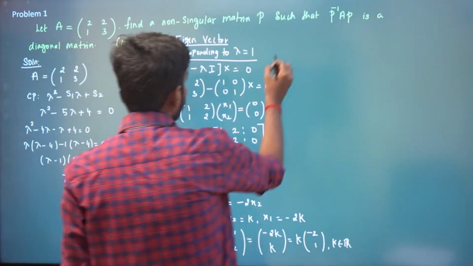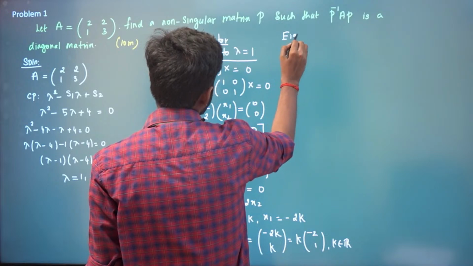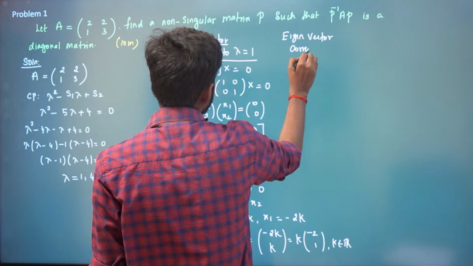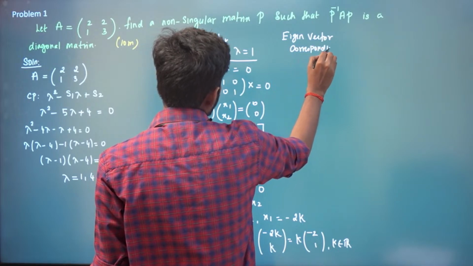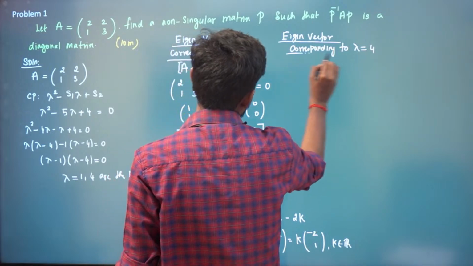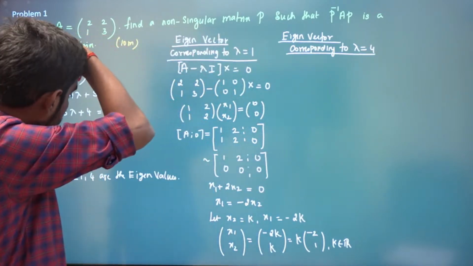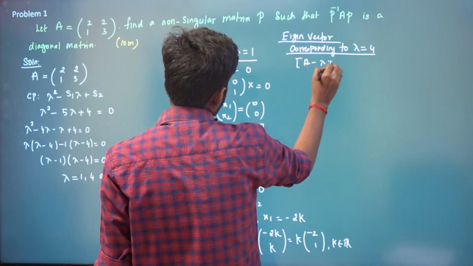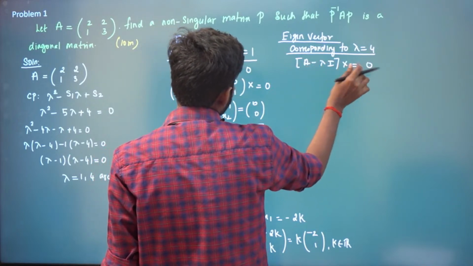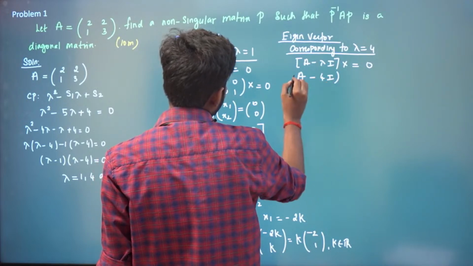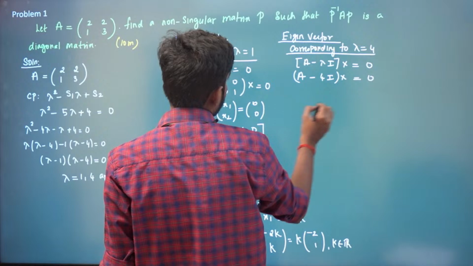Now similarly, we will find the eigenvector corresponding to lambda equal to 4, right? So (A minus lambda I) x is equal to 0. This is called the eigenvector equation. So we have to find (A minus 4I) of x is equal to 0.